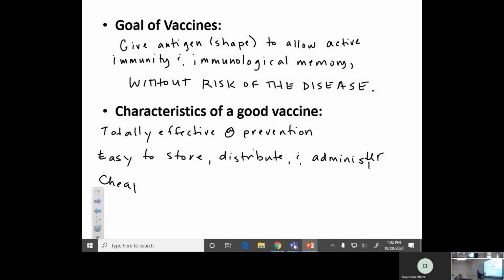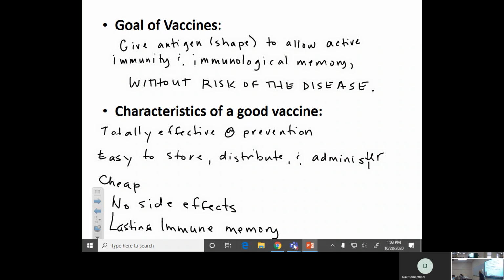It should be cheap. It should have no side effects. And it should have lasting immune memory. Cheap, no side effects, and lasting immune memory. There are other things that we want for vaccines as well, but these are the main ones.